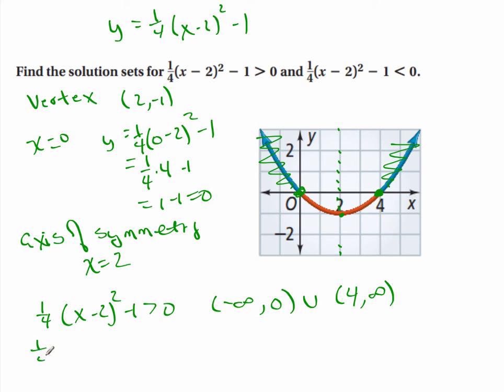Where is 1/4 (x - 2)^2 - 1 less than 0? Well, that will be here, where the quadratic is negative. So that will be from 0 to 4.